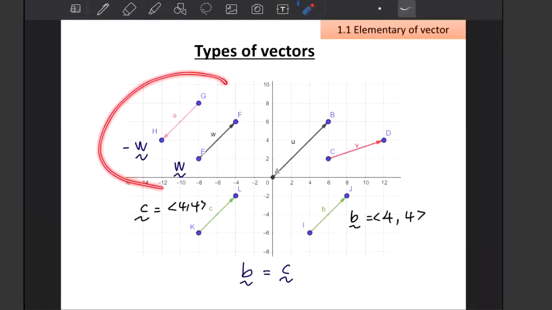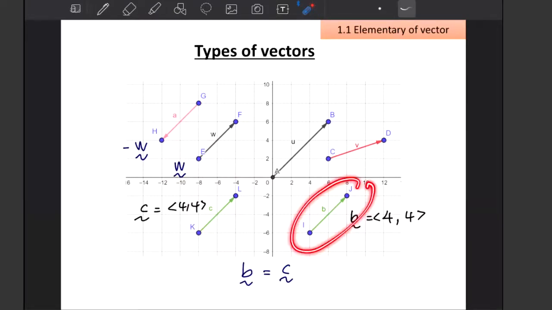In this part I want to show you that we have negative vector. It's a vector from E to F. It is vector W. Then the opposite is negative W, the pink one. And below, I want to show you that vector can be anywhere. This is the same vector actually. This one and this one are the same.